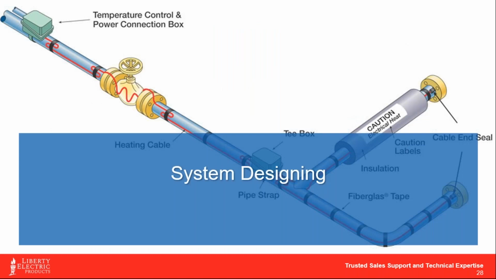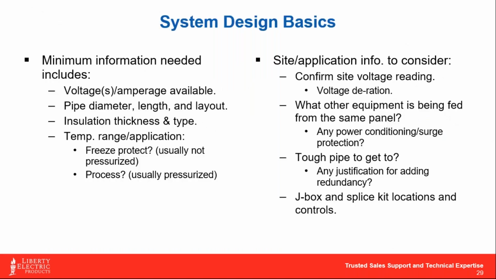All right, so system designing. When we talk about system design basics, there's some minimum information that you definitely have to acquire before we can even figure out where to dial in the power or the output of that heat cable. And really it all comes down to, what voltages do you have available? How much amperage can you pull out of that panel, let's say, right? If you've already got a panel that's 70% to capacity, those are the things we need to think about before putting together a heat trace system with 6 circuits on it.